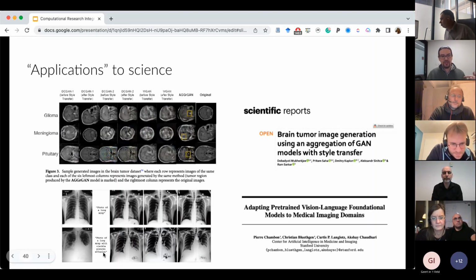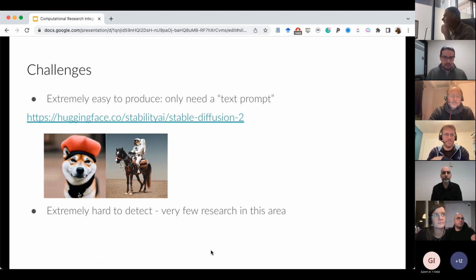But then they say, what if we want to generate an X-ray with a particular disease, for example, and it's able to generate that kind of image. And this is, again, completely novel. There is no way of detecting manipulation. There is no way of detecting reuse. If you go to this link, you can try it yourself. You put prompts and it will generate things for yourself. Extremely hard to detect, and there is very little research in this area.